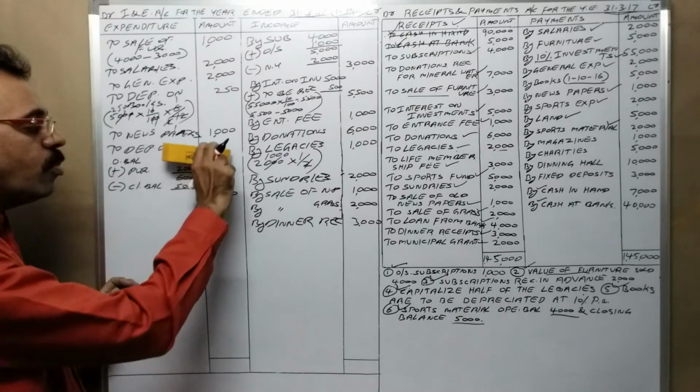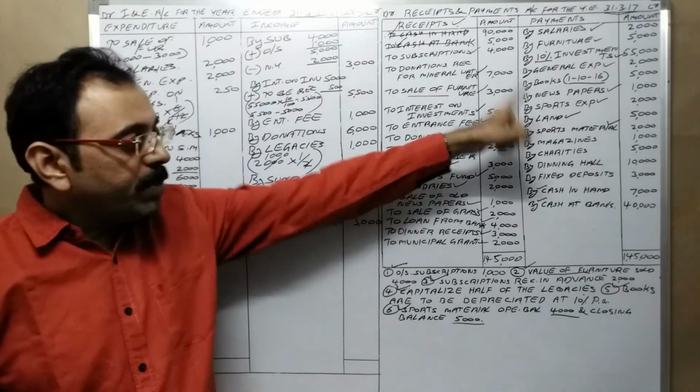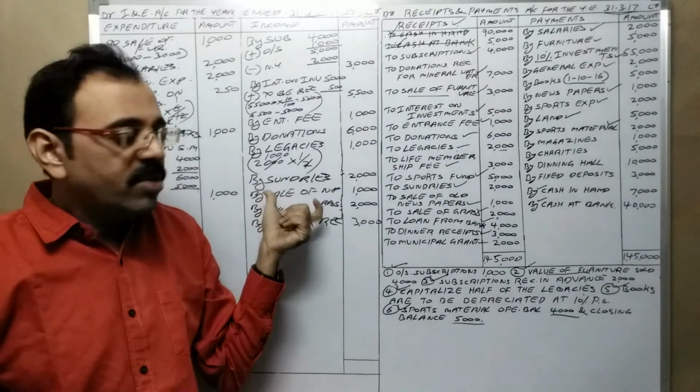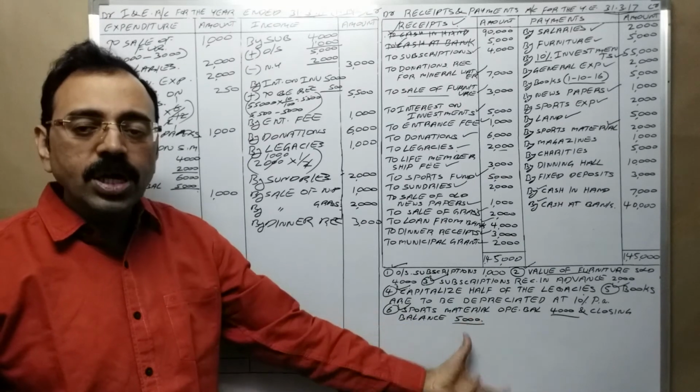Sometimes he may not give the opening balance. No problem. In that case, what to do? Only take the purchases. From the purchases, deduct the closing balance. Then the remaining amount is depreciation.